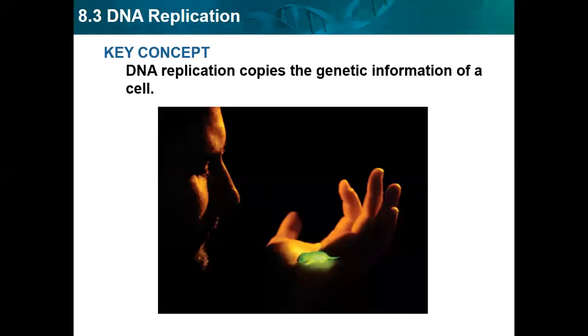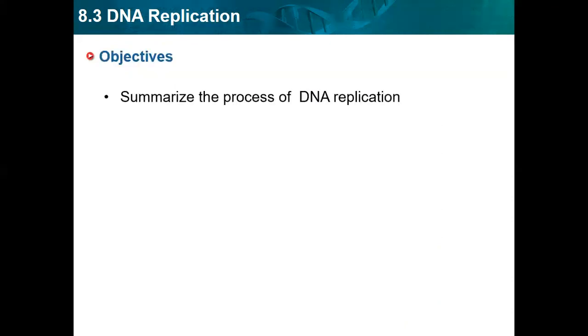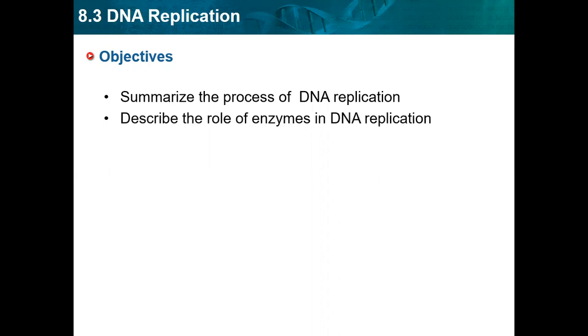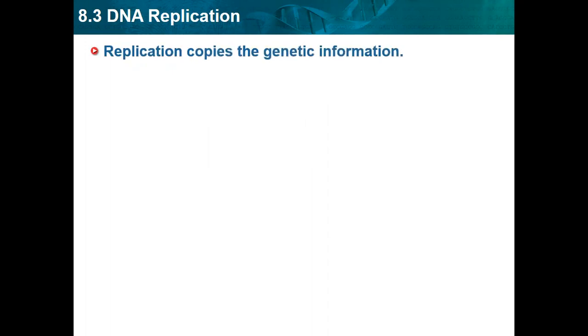DNA replication. For this lesson, we're going to talk about DNA replication, what it is. We know DNA replication means to copy the genetic information of a cell. Before cell division happens, the cell needs to copy the genetic material from a single cell before the cell divides into two cells. The objective of this lesson is to summarize the processes involved in DNA replication, and to describe the role of enzymes in DNA replication.